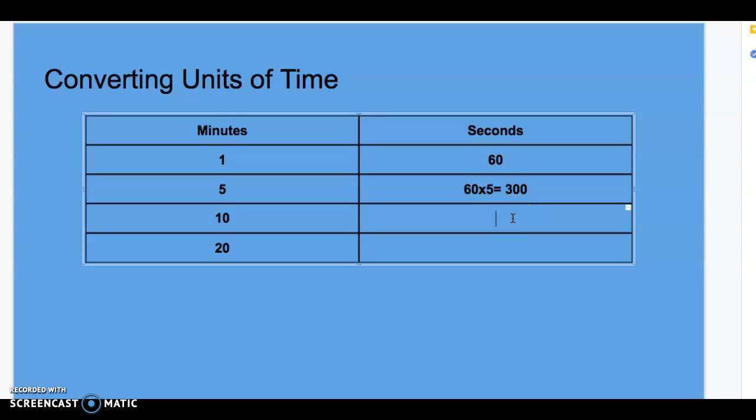I can do the same thing here with 10. 60 times 10 gives me 600. 6 times 1 gets me 6, and I have 2 zeros in my equation, which I'll add to my product. The last one here is 60 times 20. I know that 6 times 2 is 12. And I see that I have 2 zeros in my equation. So I'm going to add those 2 zeros here at the end to get 1,200 seconds. Now let's practice converting in word story problems.